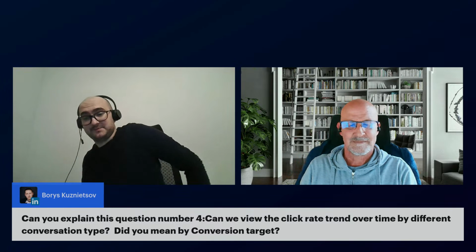Can you explain this question number? Can we view the click-through rate over time by different conversion type? Do you mean conversion rate? It could be. I think we have conversion. Yeah, it's a typo. Human error happens. I'm sorry for that. I apologize. It's meant to be conversion. Oh yeah, that's probably me. Sorry, I come from Spain. Sometimes it's very difficult for me to put all that into English and I make these typos. But you are 100% correct.